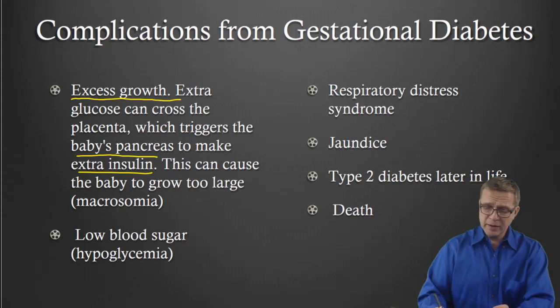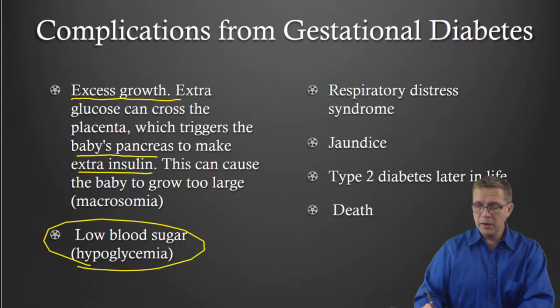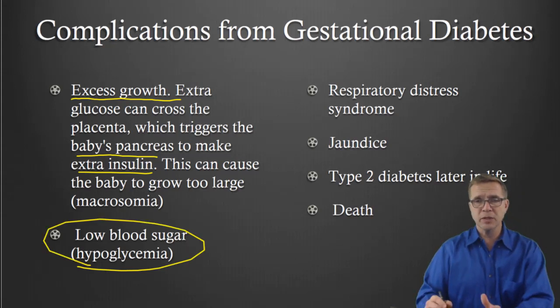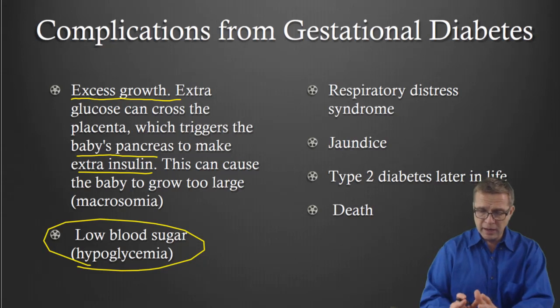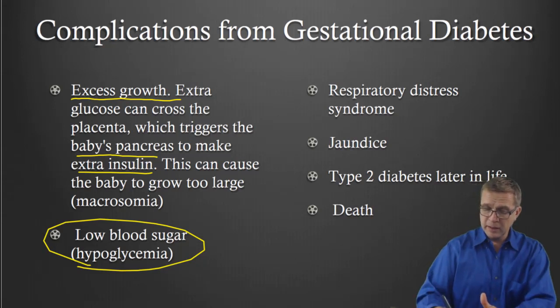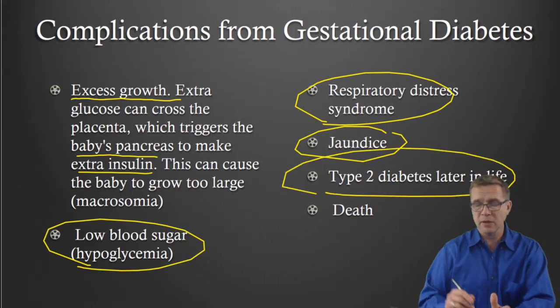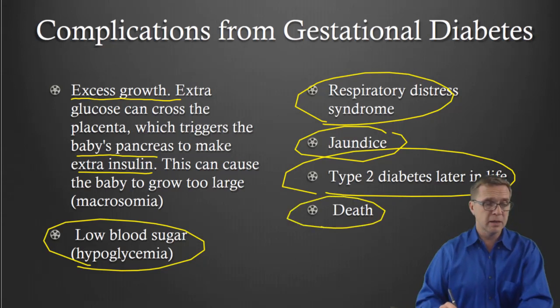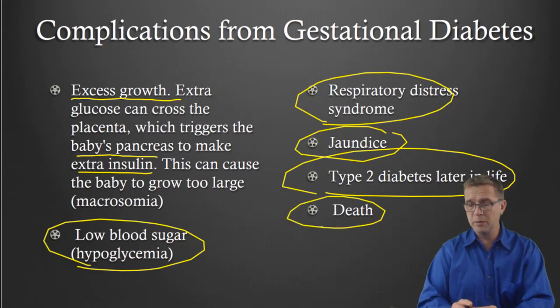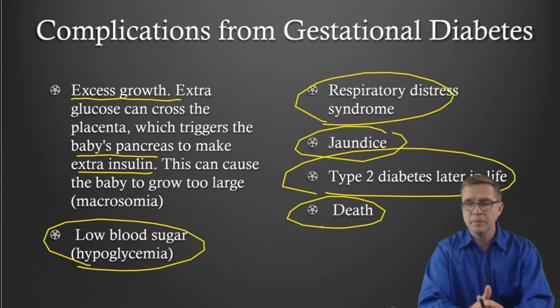In a sense, the crazy thing is you end up with hypoglycemia, potentially in the long run, because we're not actually regulating this properly. That's with the baby, of course. And you also have problems with what's known as respiratory distress syndrome, jaundice, and type 2 diabetes later in life. This is all talking about the baby. All right, and potentially even death. That's a bit of an extreme for the infant.